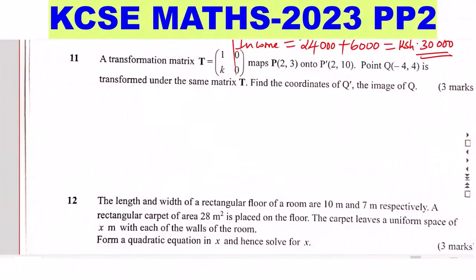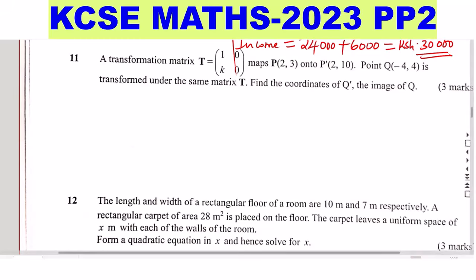Question 11. A transformation matrix T is given by (1, 0; K, 0) and maps P(2, 3) onto P prime (2, 10). Point Q(-4, 4) is transformed under the same matrix T. Find the coordinates of Q prime, the image of Q. So we have the matrix T, it maps P onto P prime. So when you're transforming using a matrix, we should always pre-multiply. The matrix of transformation should always come first.